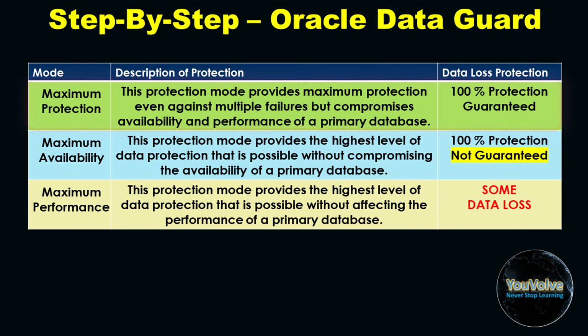Third, the maximum protection. This protection mode provides the maximum protection even against multiple failures, but it compromises availability and performance of the primary database. If you deploy this protection mode, Data Guard will guarantee 100% protection against any data loss as long as your standby is available, no matter what happens to the primary. That means, even if your primary database server is burned beyond any recovery, you will get back 100% of all your data from the standby database.